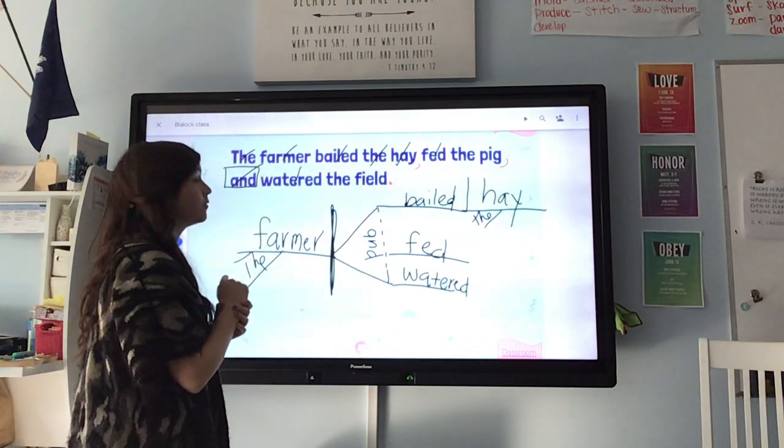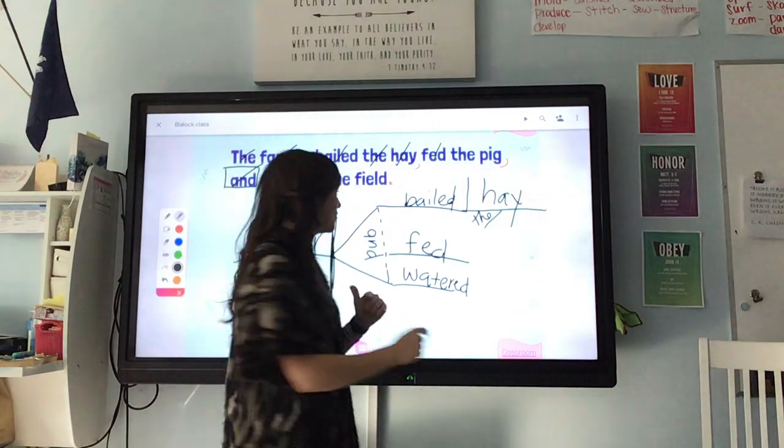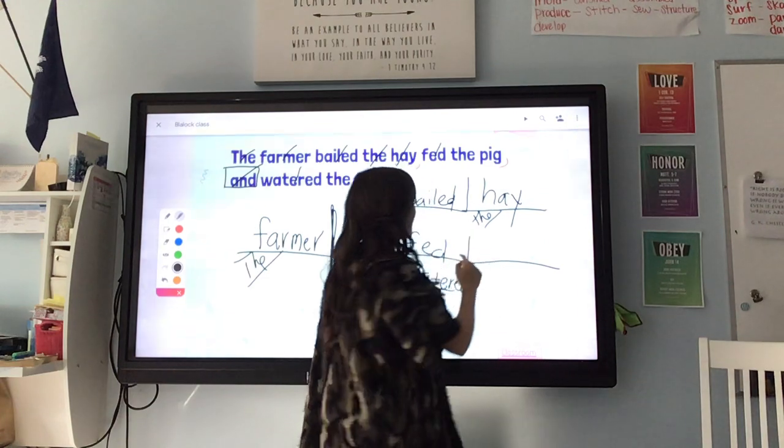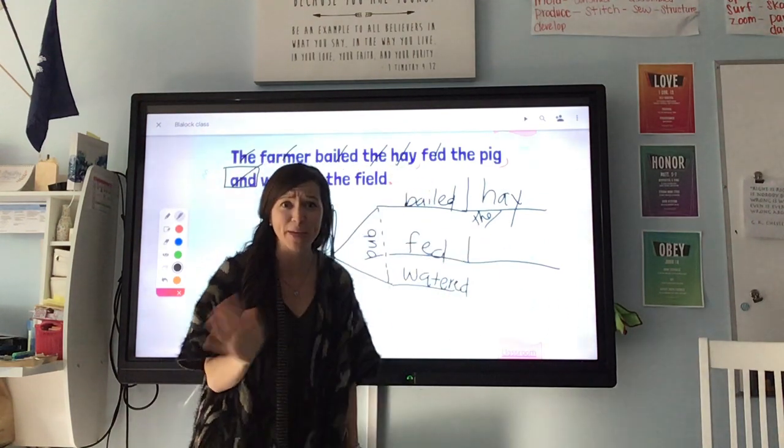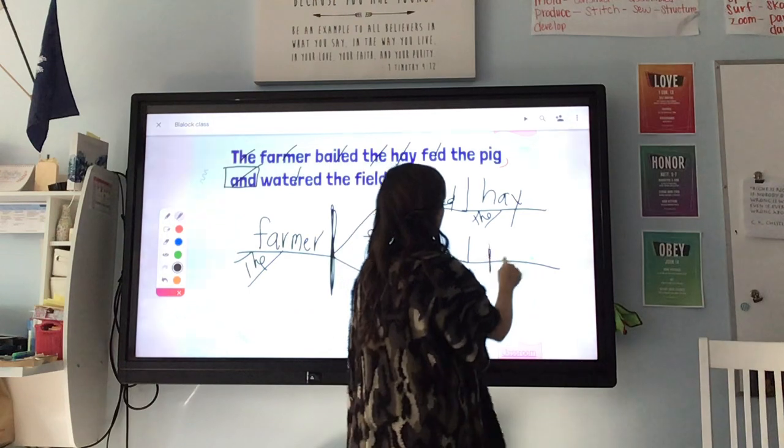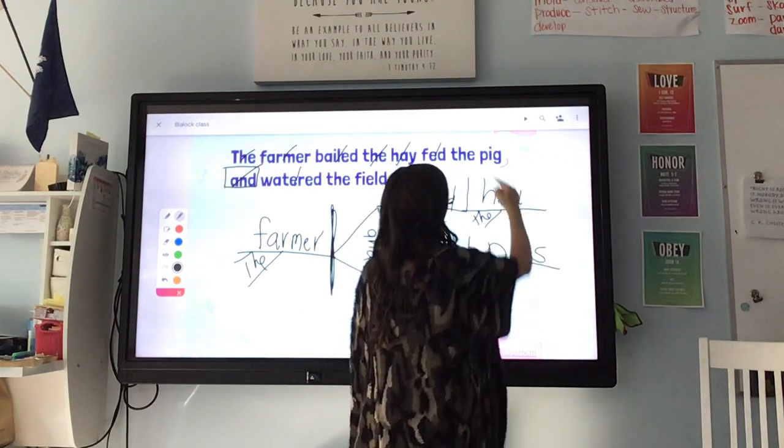Fed the pig. Fed what? Pig. We got another one. Direct object, and you can't say bailed pig. He didn't bail the pigs. He fed pigs. Direct object of fed, what did he feed? He fed pigs.